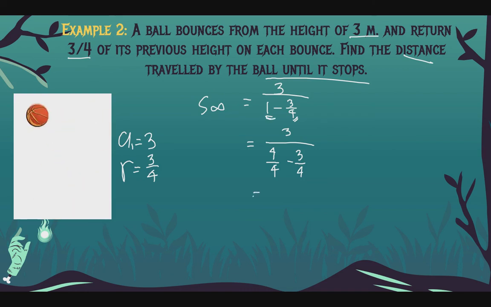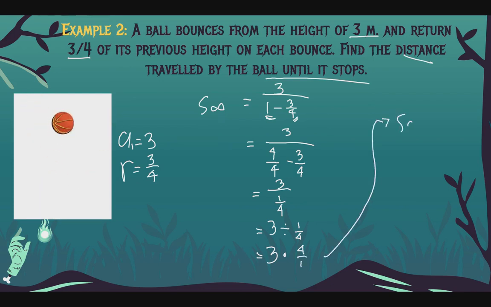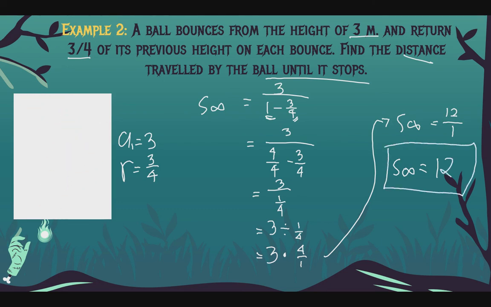And we know that 3 over 1/4 is 3 divided by 1/4. So, paano ba tayo nag-divide? Gagawin natin multiplication times the reciprocal. So, magiging S sub infinity is equal to 3 times 4 is 12 over 1, or our final answer is 12. So, in short, 12 meters yung kanyang magiging travel or yung height ng pagtalbog pag pinagsama-sama natin.